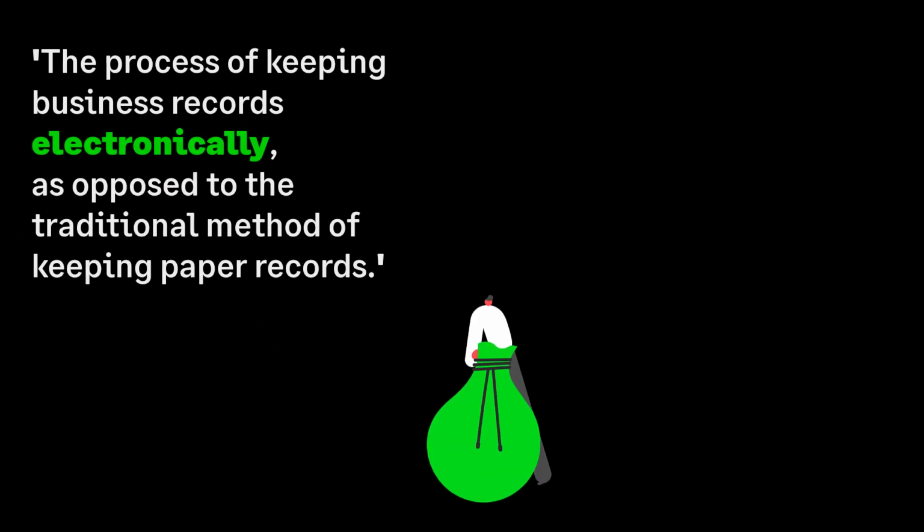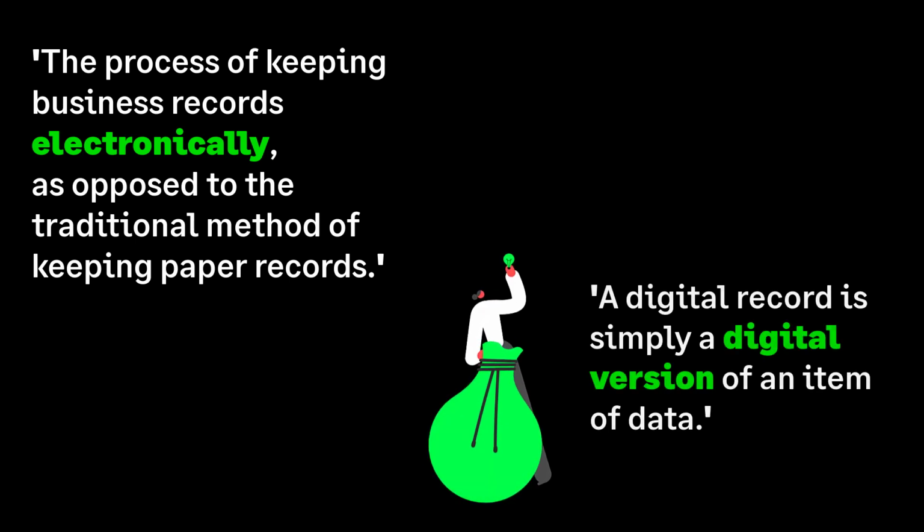Digital record keeping refers to the process of keeping business records electronically as opposed to the traditional method of keeping paper records such as a shoebox. A digital record is simply a digital version of an item of data. For example, a business expense, income received, or a payment to a supplier.